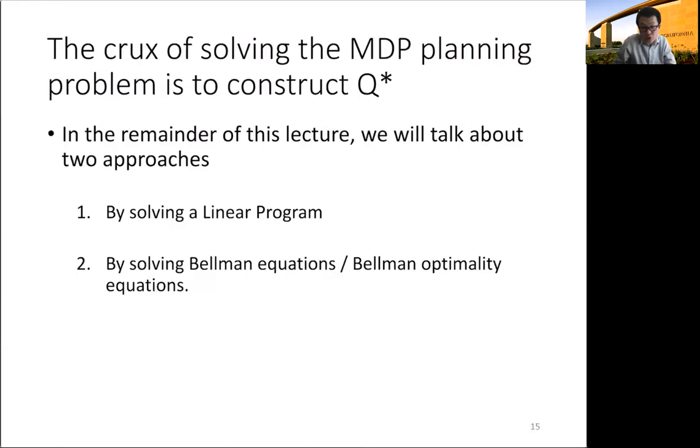Another idea is to directly work with the Bellman equations and Bellman optimality equations, and then try to consider them as fixed point iterations, and then come up with some iterative algorithms to keep updating. Then we can prove the convergence of the sequence to the fixed point, right? So we'll talk about either approach in the remainder of today's lecture.